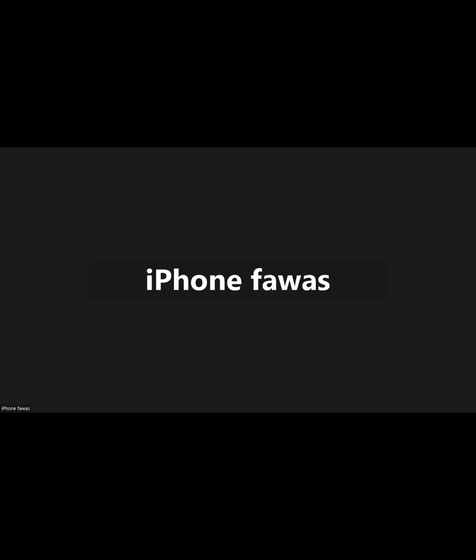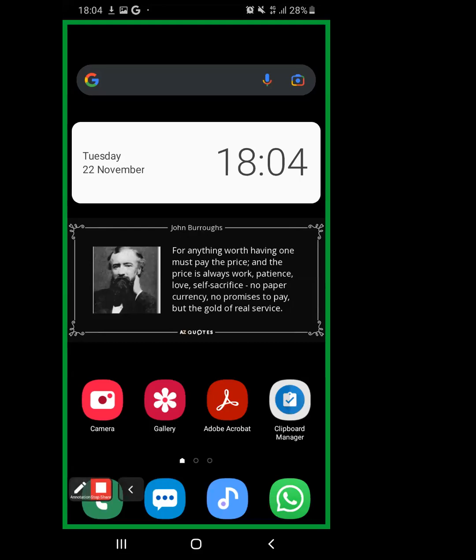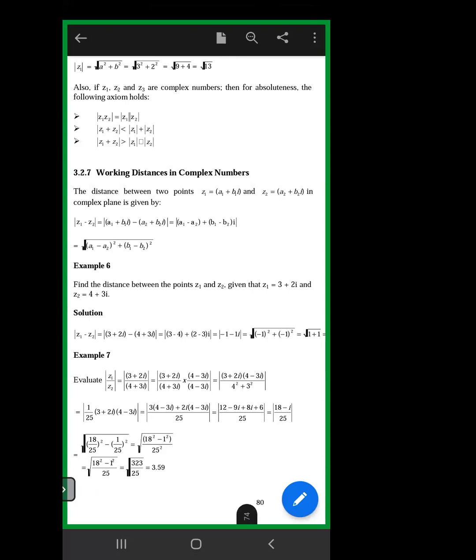So now the next part we are going on is working distances in complex numbers. So we are going to be dealing with complex distances. Now, these working distances with complex numbers actually have to do with distance between 2 points. How many of you are good with distance between 2 points? You must have done it in coordinate geometry, isn't it? Distance between 2 points, haven't you? Yes, you must have done it.